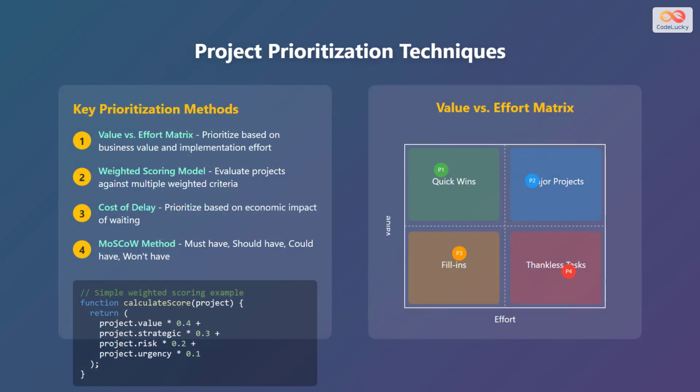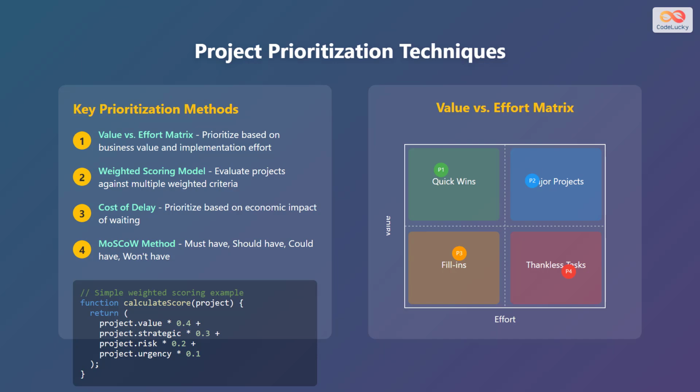Let's explore key prioritization methods. The first method is value versus effort matrix. This involves prioritizing projects based on the business value they bring compared to the effort required to implement them. Second is weighted scoring model, where projects are evaluated against multiple criteria, each with its own weight, to determine an overall score. Next is cost of delay. Projects are prioritized based on the economic impact of delaying their implementation.